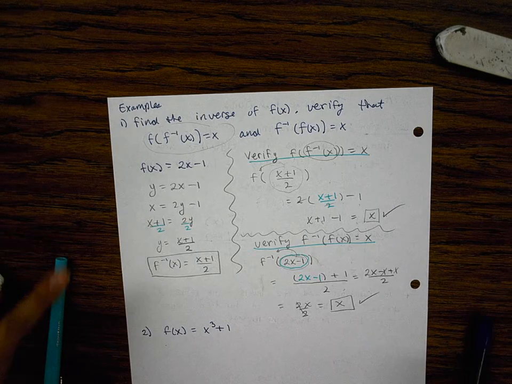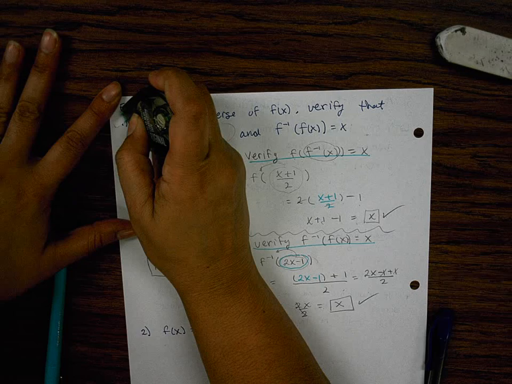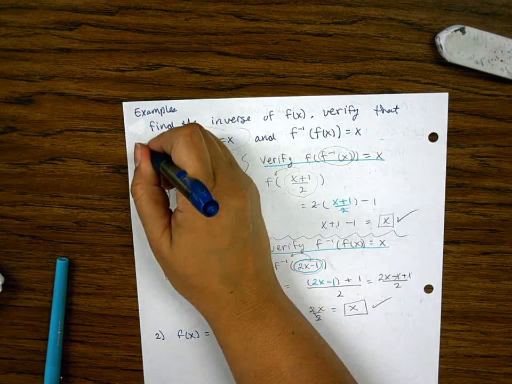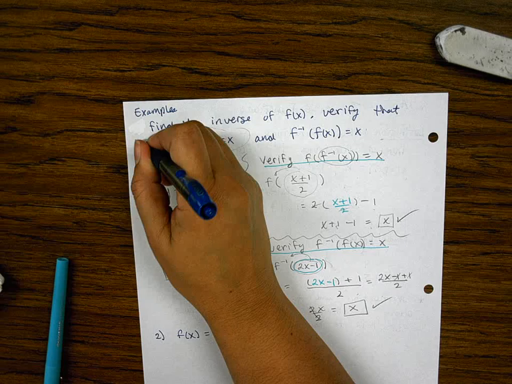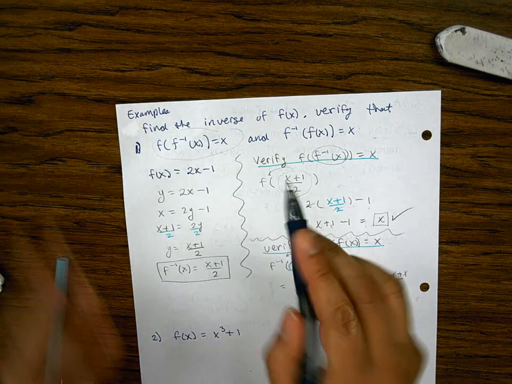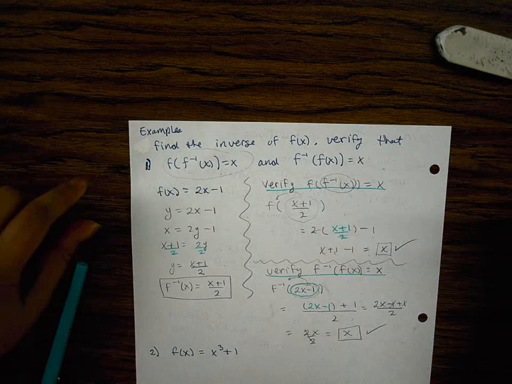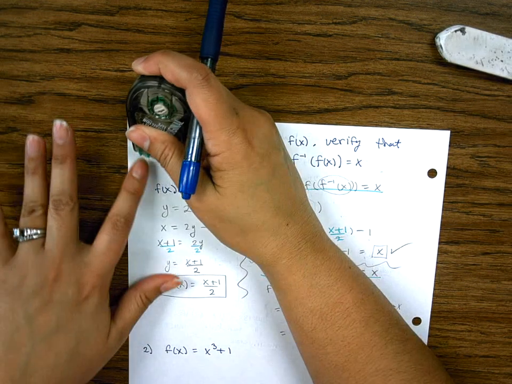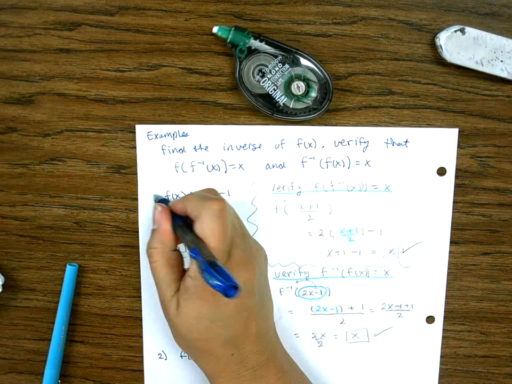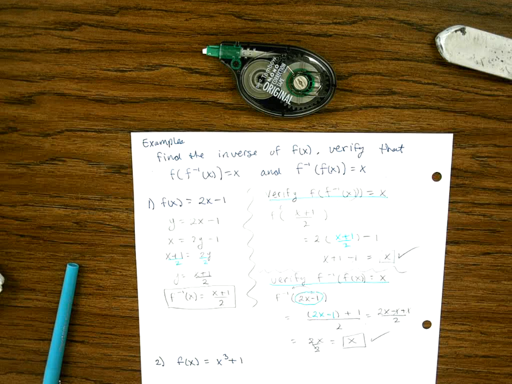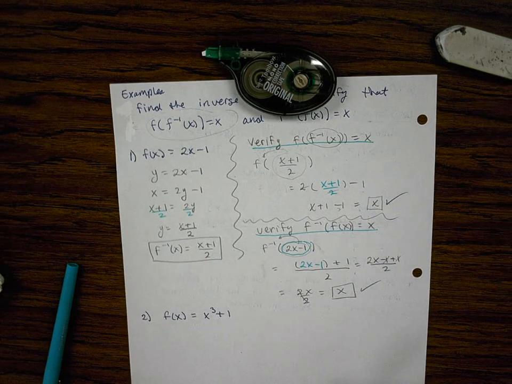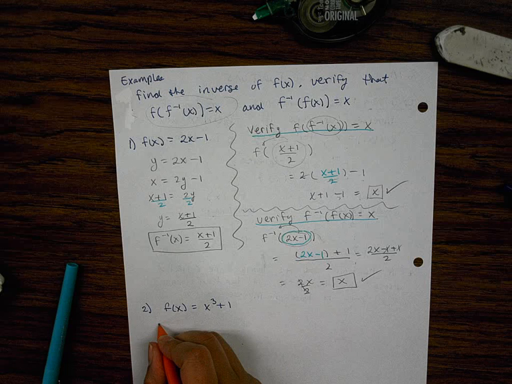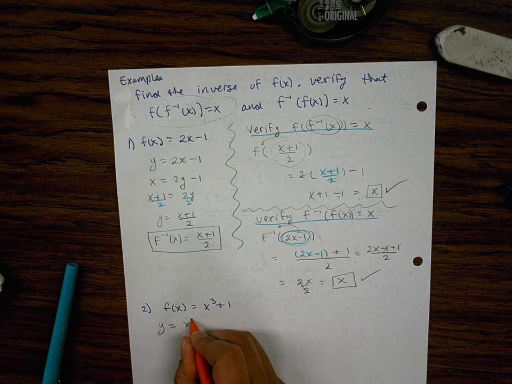Let's try another one. F of x equals x cubed plus 1. And we're going to do the same thing we did on number 1. Find the inverse of f of x and verify. That is going to go for this one and this one.